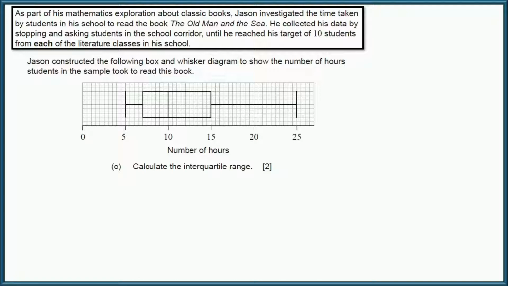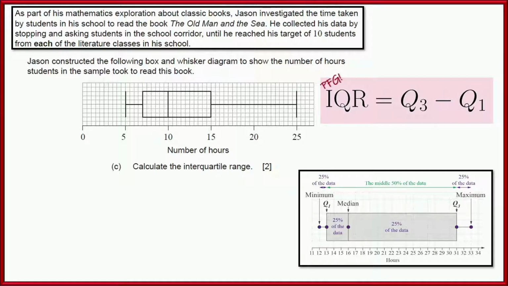Now calculate the interquartile range. So this is worth 2 points. So that means you better write something down. You've got a formula in your formula booklet that you can use. Q3 minus Q1, that's the interquartile range. So to get your points, start there, right? So Q1's right there, Q3's there. We're going to find those 2 values and subtract them.